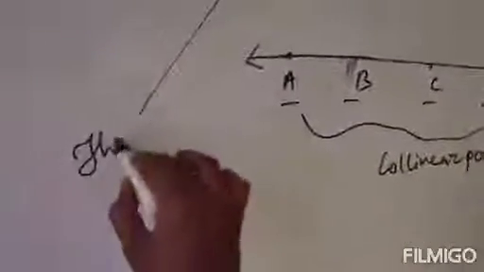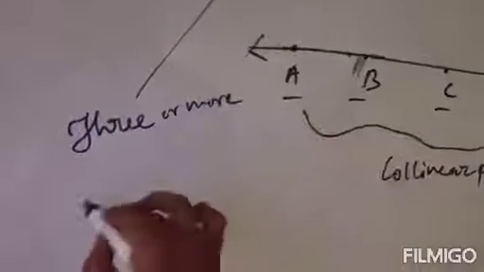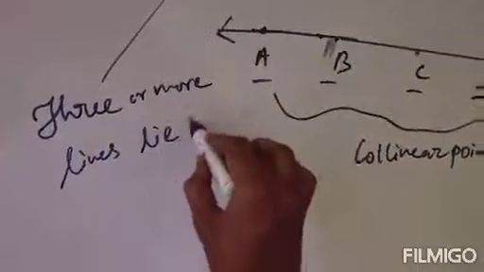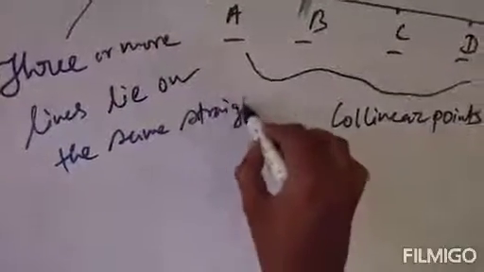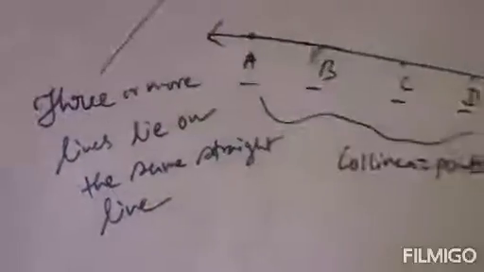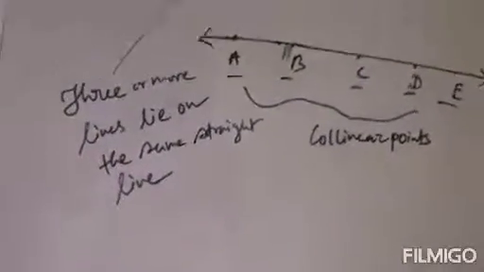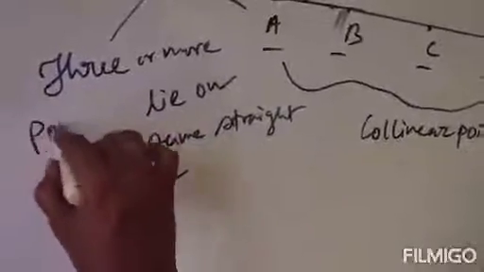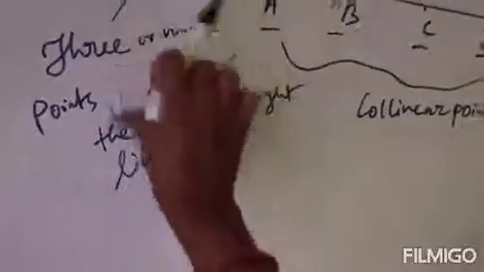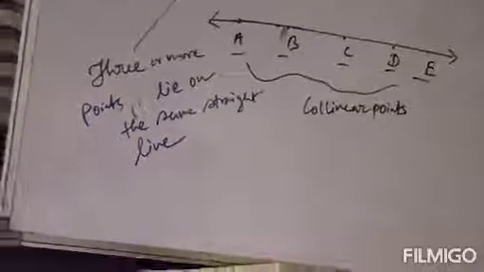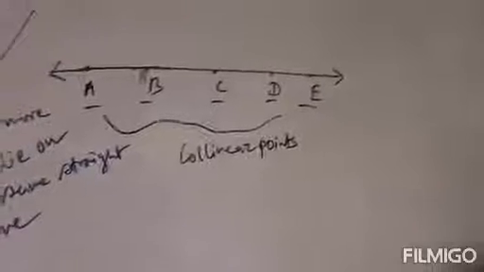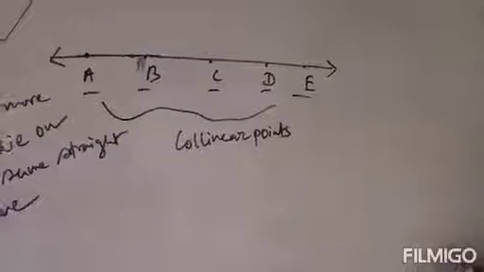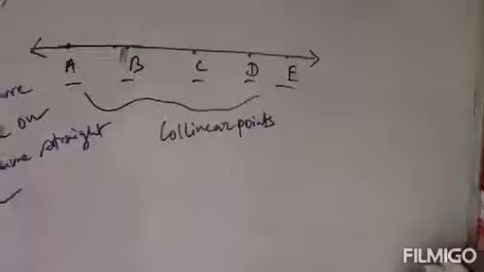So what are collinear points? When three or more points lie on the same straight line, then they are said to be collinear points. Here all total 5 points are there. So all these points lie on the same straight line. So all these 5 points are collinear points.